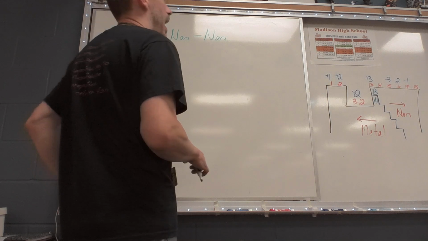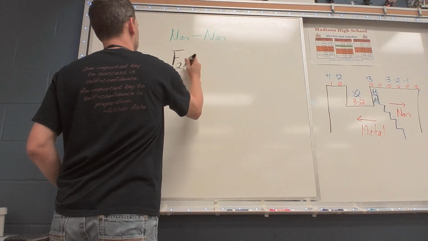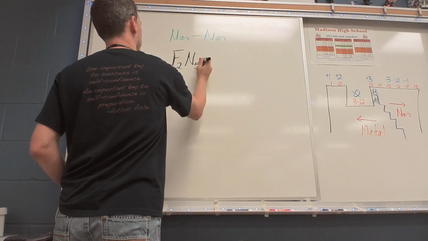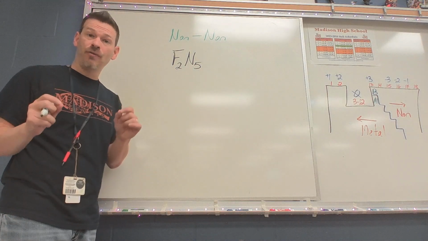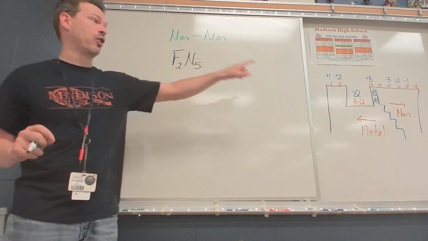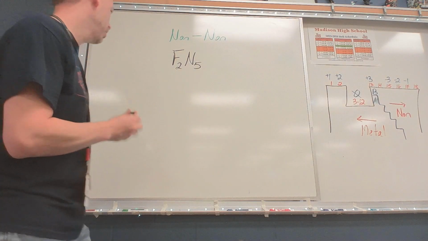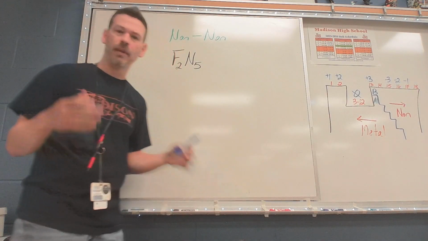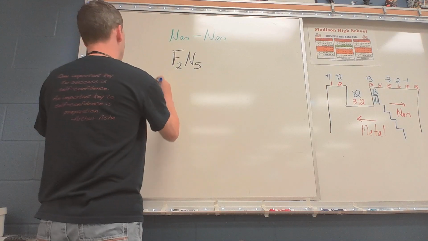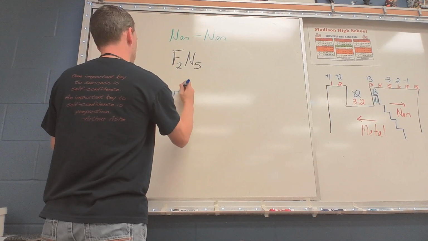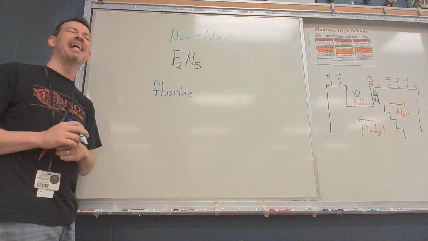All right. F2N5. I know it's covalent because fluorine and nitrogen are both in the non-metal area. So all I'm going to do is name the elements and apply prefixes. F is pronounced fluorine. N is nitrogen.